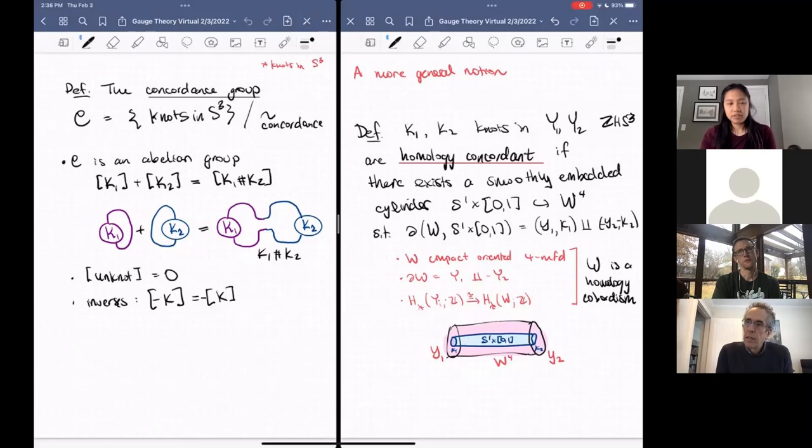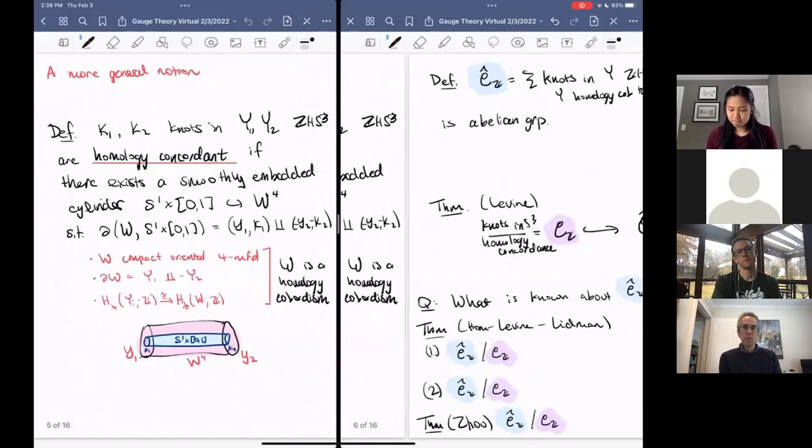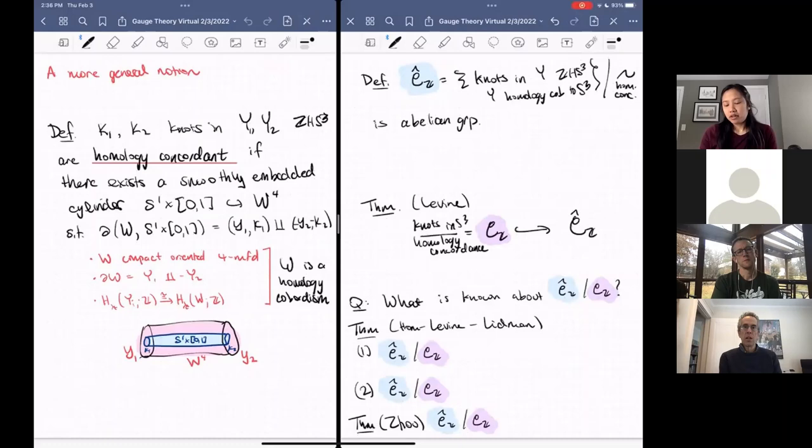So this notion of homology concordance exists for knots inside of three-manifolds that are homology cobordant to each other. And we can again define a group. C-hat-Z here is the group given by, we take knots inside of integer homology spheres which are homology cobordant to S3, and we mod out by this equivalence relation of homology concordance. And this again gives us an abelian group where the group operation is again given by connect sum of both the ambient three-manifolds and also the knots. And the inverses are given by reversing orientation.